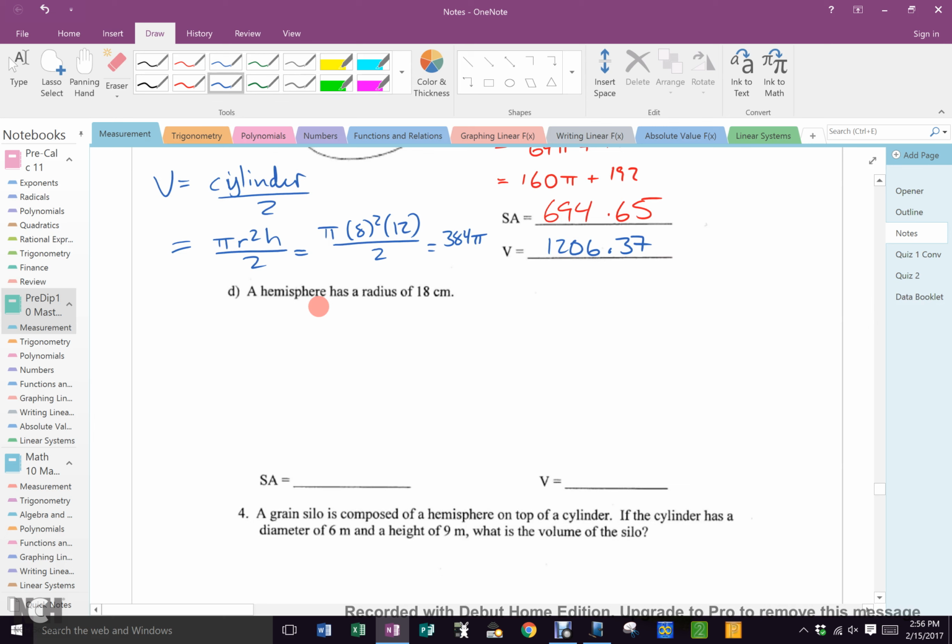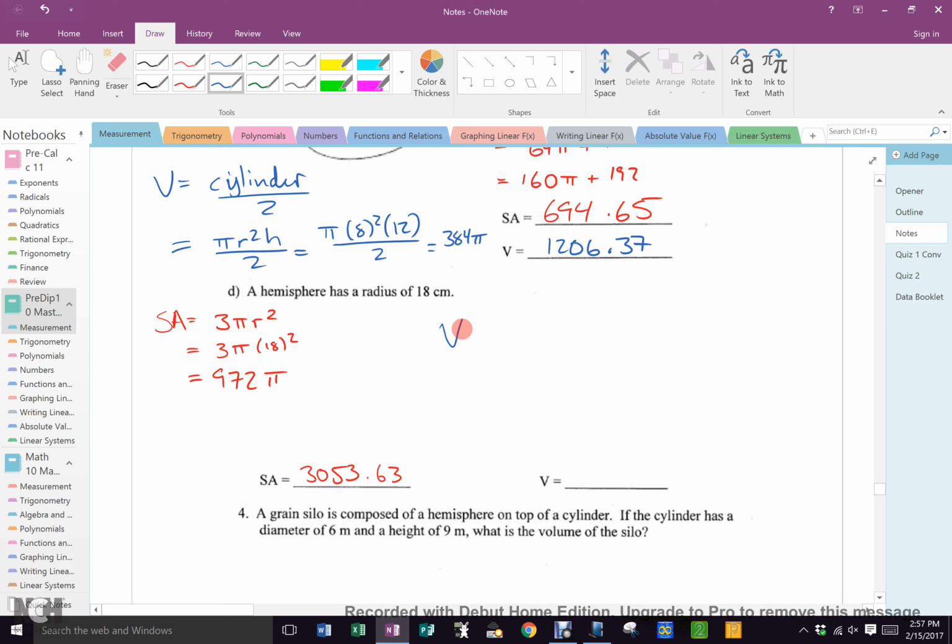A hemisphere. The surface area of a hemisphere is 3 pi r squared. So 3 times pi times 18 squared is 972 pi, which is 3,053.63.